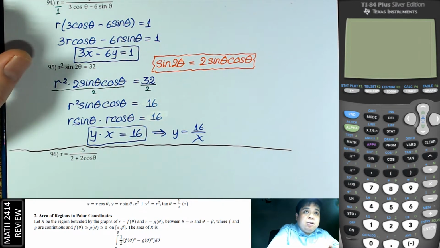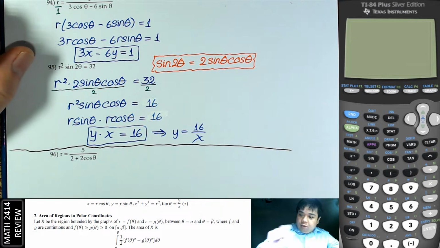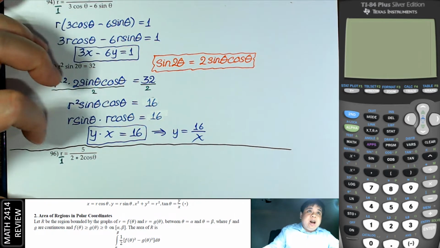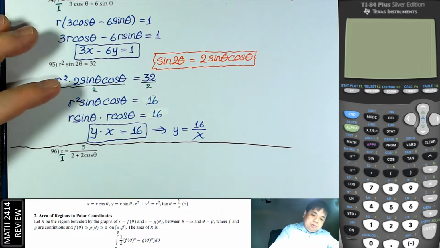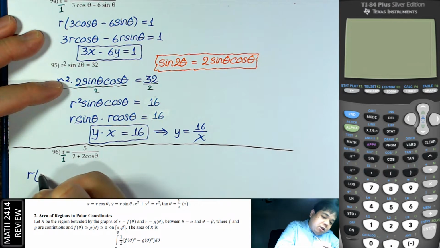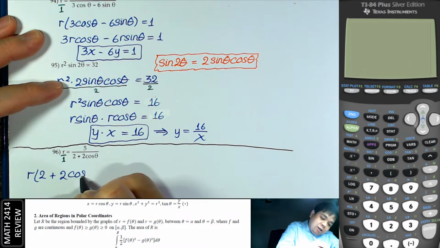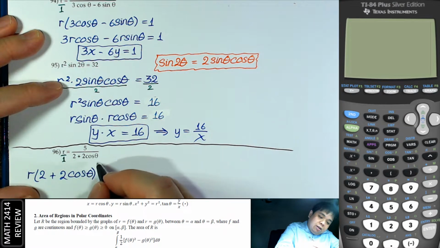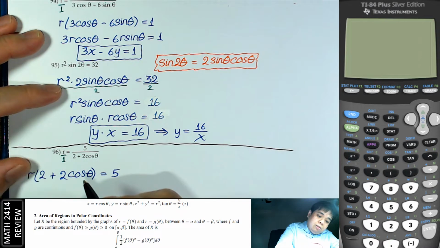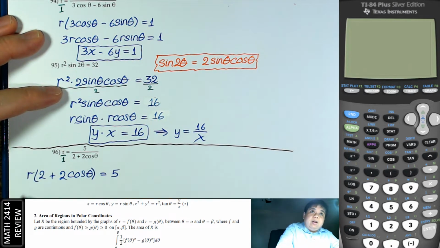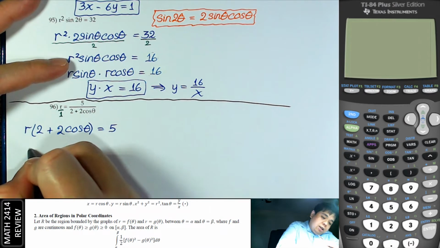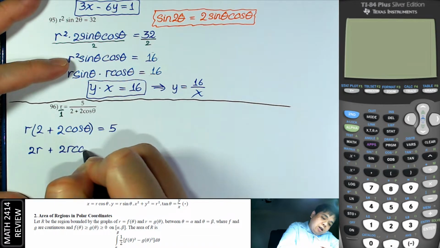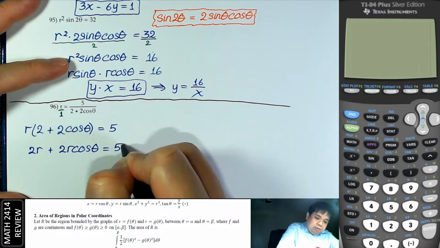Next we have this. It is a little more complicated than you think. So again, that is a fraction, then cross multiply. So we have r times 2 plus 2 cosine theta equal to 5. Now multiply it out. 2r plus 2r cosine theta equal to 5. So it's not that bad.